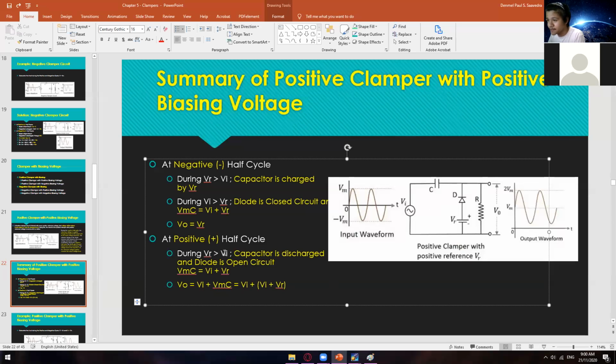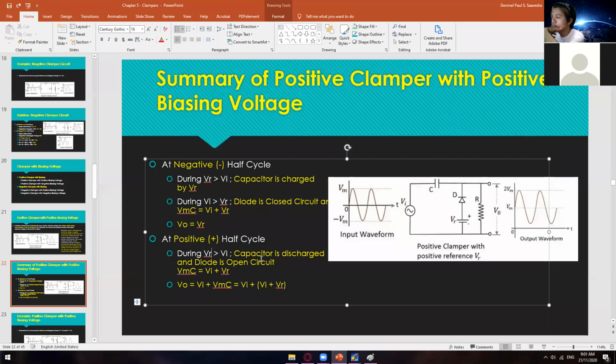And then during the positive half cycle, during V sub R greater than V sub I, the capacitor is now being discharged and the diode is now an open circuit. Oops, I think this one is opposite. Positive, wait, let me just analyze this one. Positive to negative, and then positive to negative. So we will not, wait. If it's positive, this one will become an open circuit.